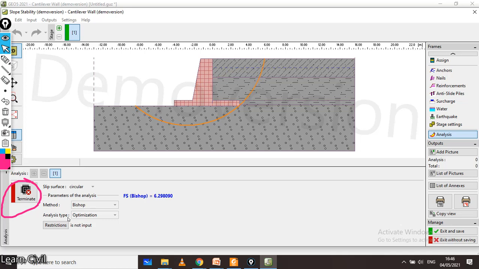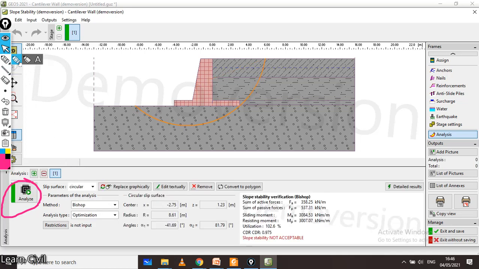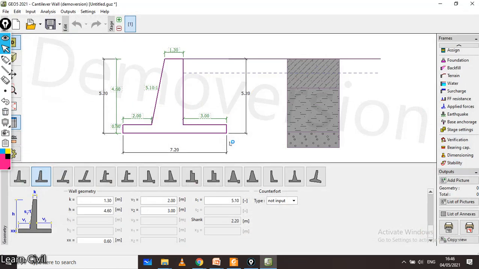This is a trial and error way. Okay, you can again see here what we got: slope stability not acceptable. So these dimensions are again failing. So next we have to again increase the dimensions. Close this window, click here on yes.